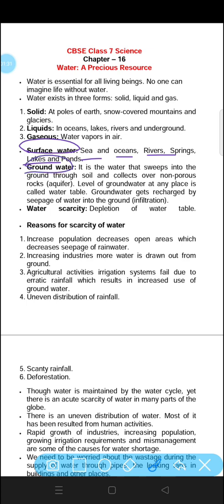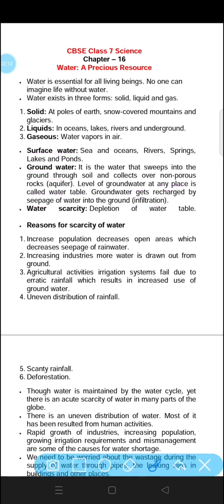Another one is groundwater. It is the water that seeps into the ground through soil and collects over non-porous rocks. They act as an aquifer. Like we all use water purifiers at our home, similarly the underground water also goes through the aquifer, which acts as a natural purifier. The level of groundwater at any place is called the water table. Groundwater gets recharged by the seepage of water into the ground, and this is called infiltration.